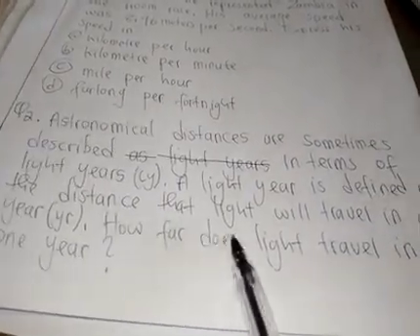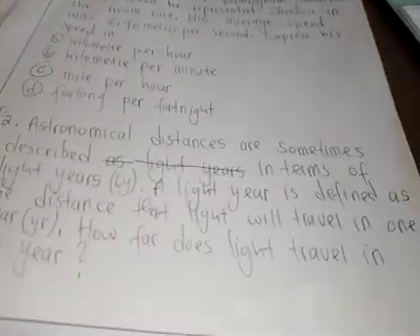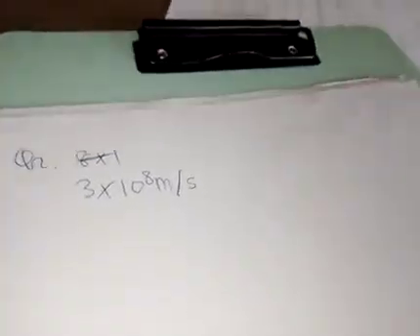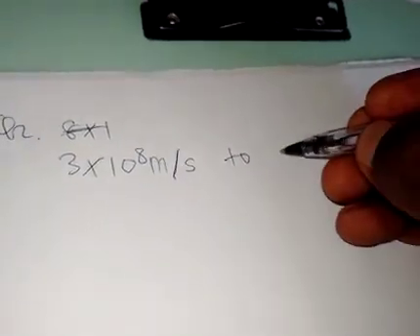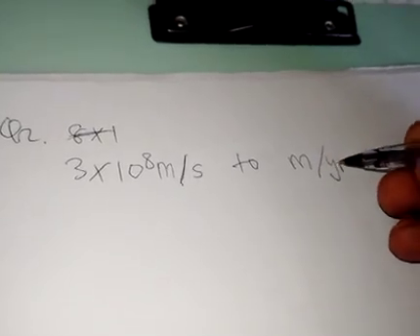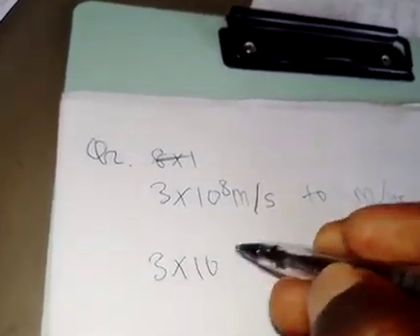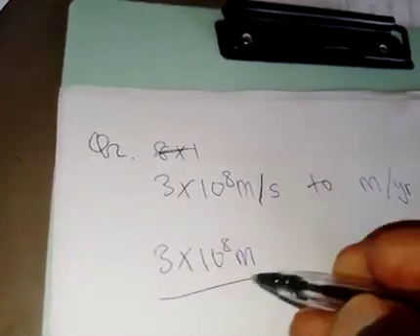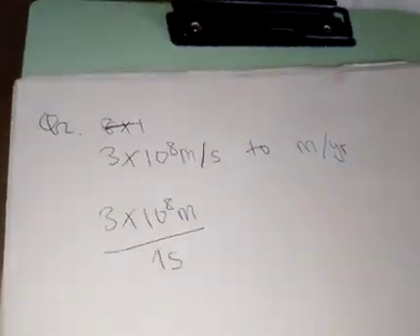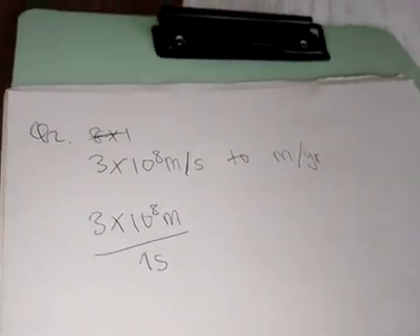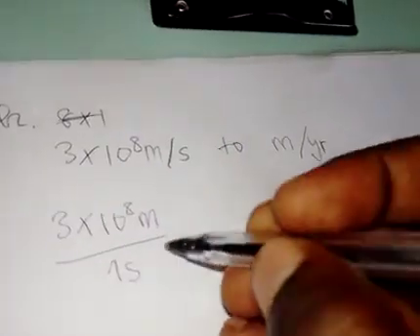Now according to the question, how far does light travel in 1 year? If it travels this distance in 1 second, how far can it travel in 1 year? So what does this imply? We are simply converting from meters per second to meters per year. So we have 3 times 10 to the power 8 meters over 1 second. The meters shouldn't be tampered with. Then we should convert the seconds into years.